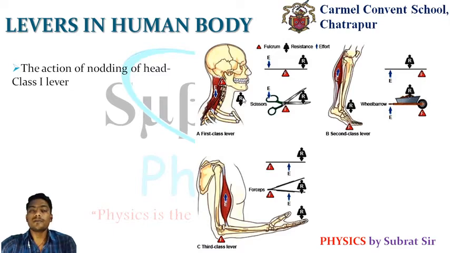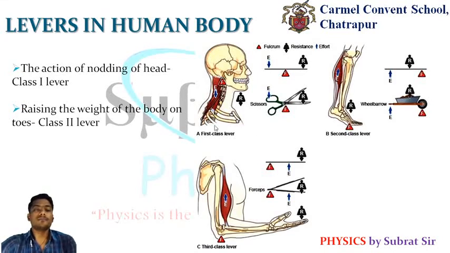You can clearly see the figure like this. The load, which is written as R here, is the resistance. So the load is on the front part and the effort is on the back or rear part of the fulcrum, where the fulcrum is the spine. That's why it acts as a class 1 lever. Another example is also given, scissors.